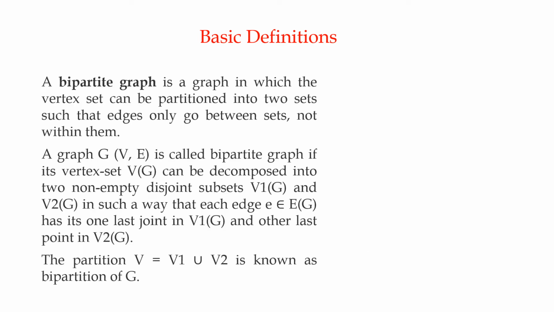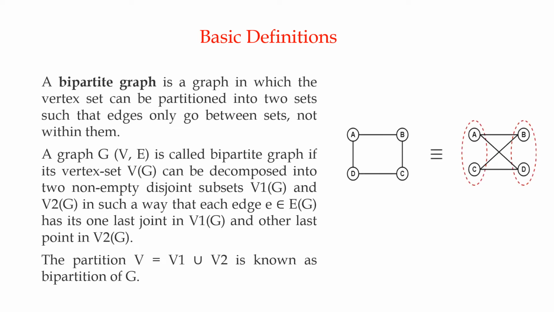Next one is a bipartite graph. A bipartite graph is a graph in which the vertex set can be partitioned into two sets such that edges only go between sets, not within them. A graph is called bipartite if its vertex set can be decomposed into two non-empty disjoint subsets in such a way that each edge has one end in one set and the other end in the other set. Such a partition is known as a bipartition.